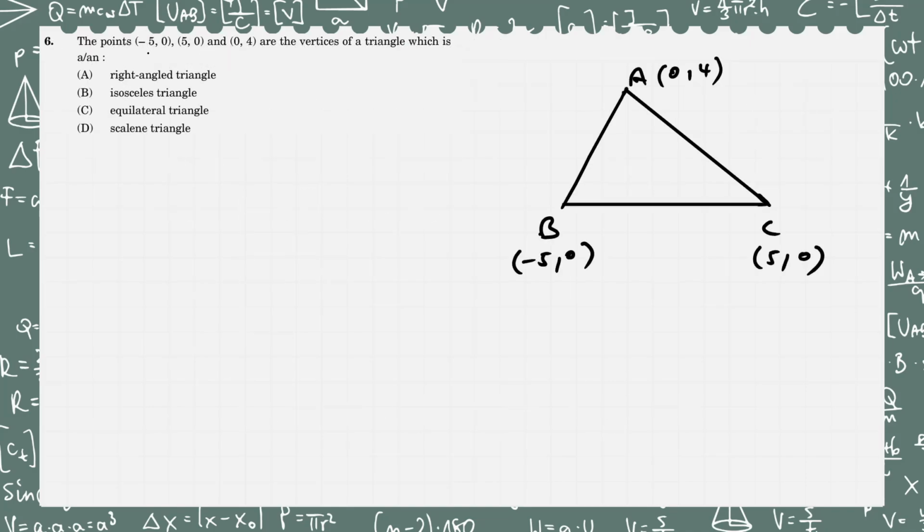The points -5, 0, 5, 0 and 0, 4 are the vertices of a triangle which is a or an, which option is true. So in order to know whether it is right angled or isosceles or equilateral or scalene, whatever, we need the lengths of the sides. So the lengths of AB, BC and AC we have to find out. According to the lengths we are getting, we can decide what type of triangle it is. Yeah, so let us do it one by one.